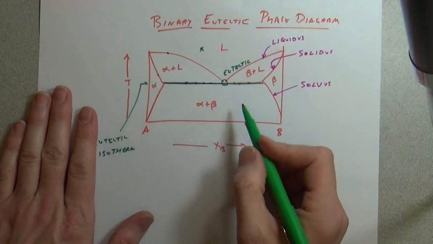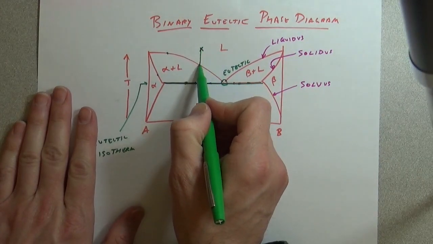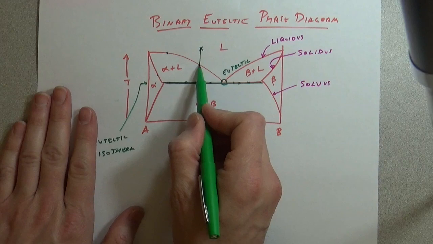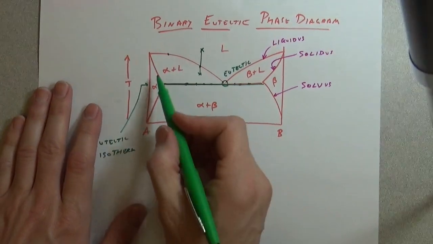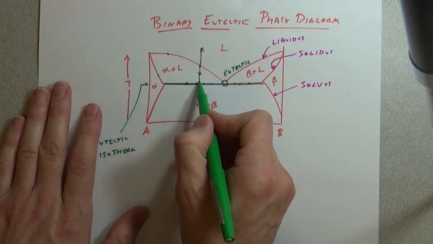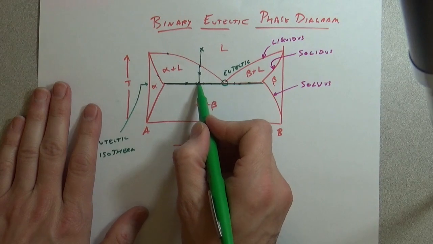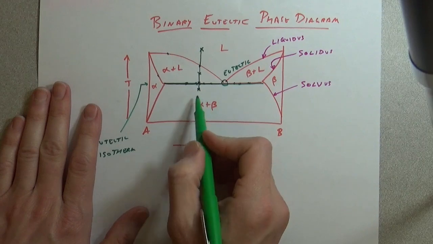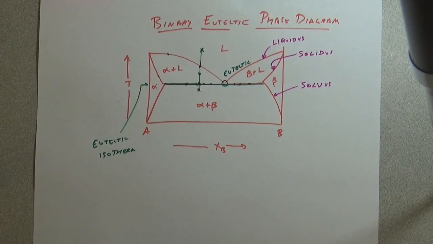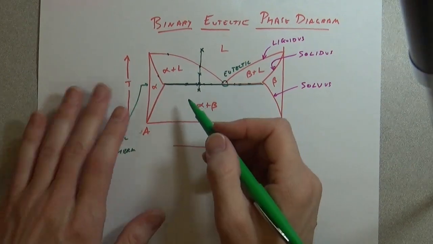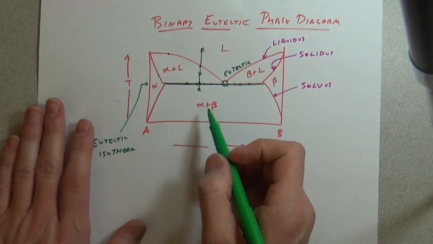So say we start up here in liquid, we cool down, we now start forming alpha. So at this point, we have a system which is made up of alpha plus liquid. And now we come to this, and at this point we have alpha, liquid, and beta coexisting. And then just as you cross in, you now have alpha and beta only. We'll look at the microstructure and how that transforms later in this chapter. But nonetheless, that's what happens when you cool.